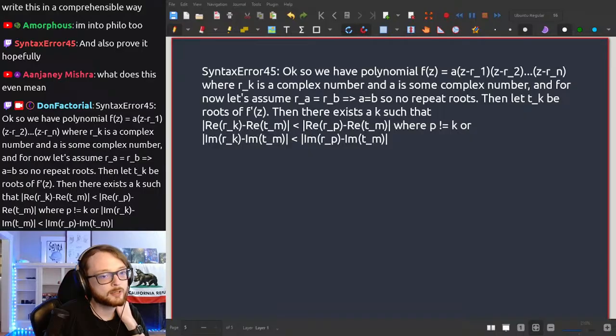On Janie, a while ago, syntax error is working on something like, was it Rolle's theorem for complex polynomials? It's one of those like Rolle's theorem or intermediate value theorem or something like that, but for polynomials with complex coefficients. And that's what this is related to.